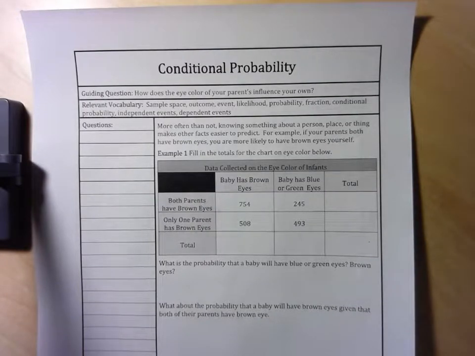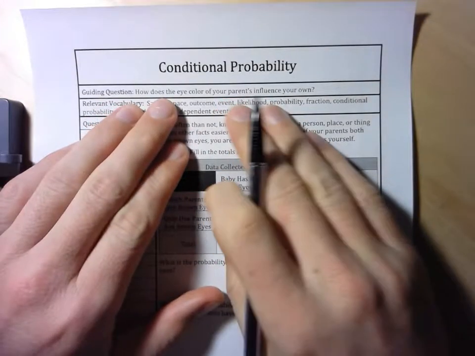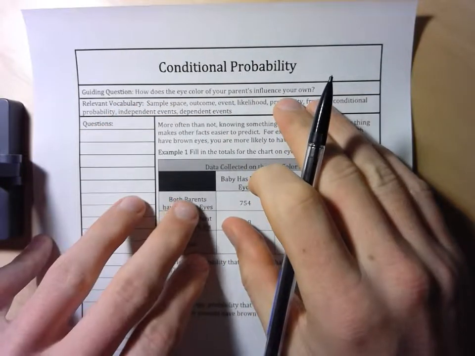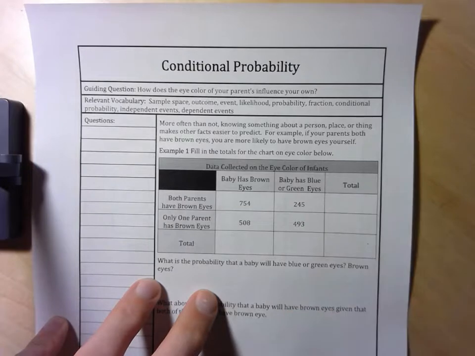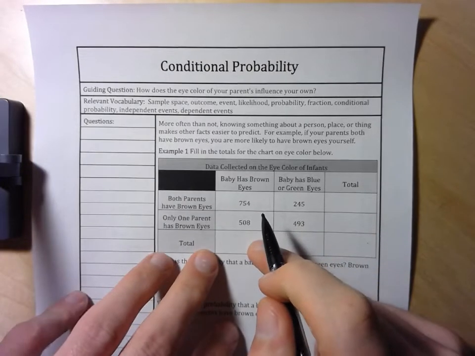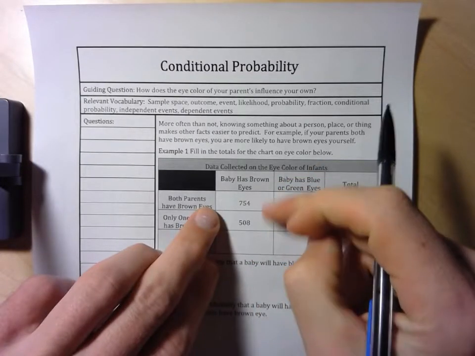Okay, in this video I'm going to go through the notes over conditional probability, and we are going to explore the question, how does the eye color of your parents influence your own? And so we're going to fill out this chart here, and to find our totals all we have to do is add the two from the column.